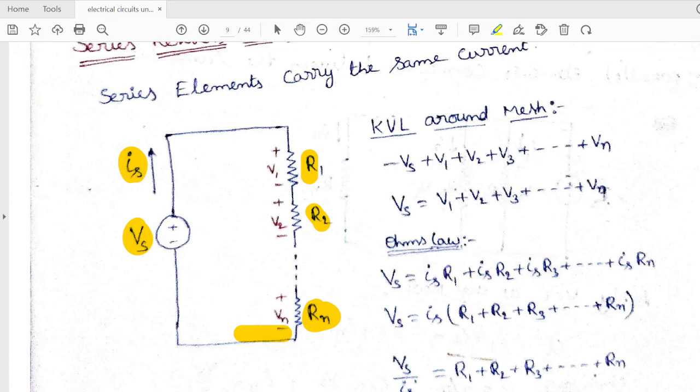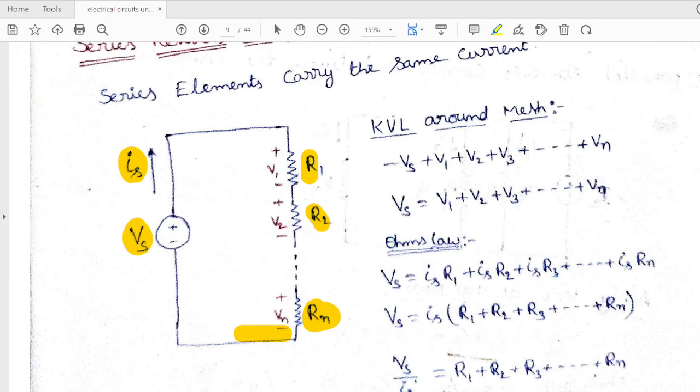See, this V1 can be written as Is multiplied by R. Is is the current flowing through the resistance R1; multiplied by that resistance R1 gives you the voltage across that element. So Vs is equal to V1 plus V2 plus V3 plus so on plus Vn.